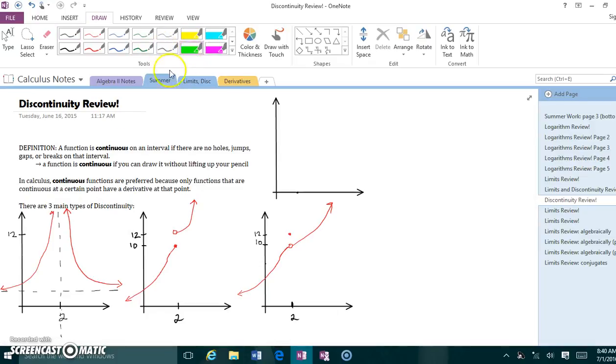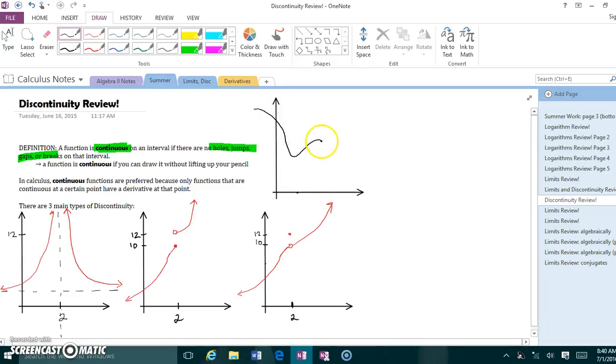First of all, before we talk about discontinuity, let's talk about continuity. A function is continuous on an interval if there are no holes, jumps, gaps, or breaks on the interval. Quick way of saying it is basically it's continuous if you can draw it without lifting up your pencil. So we can have any kind of continuous function, but any type of smooth curve here, I'm not lifting up my pencil to draw it.